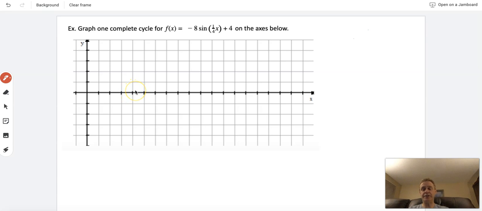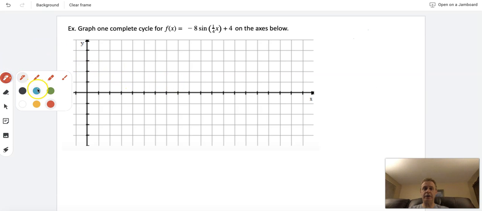Decided to make this extra video that you could perhaps look at to help you as you're trying to complete your trig quiz. So let's take a look at this graphing example. We want to graph one complete cycle for this particular sine function on the axes provided below.